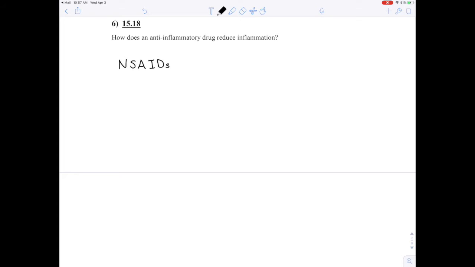And this is an acronym. It stands for non-steroidal anti-inflammatory drugs.